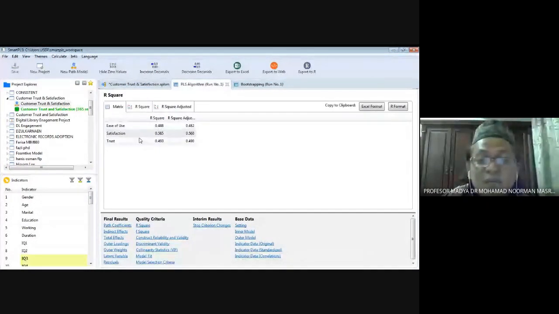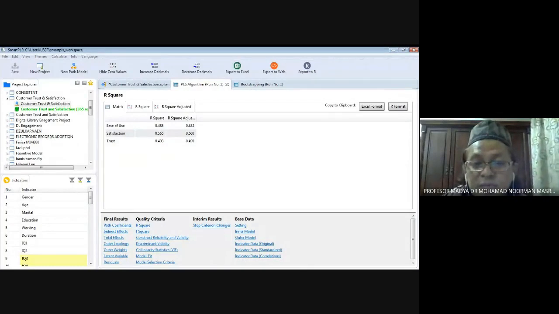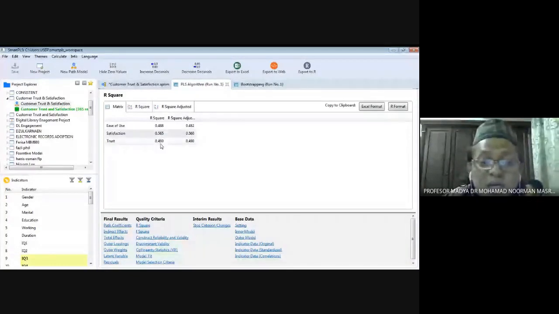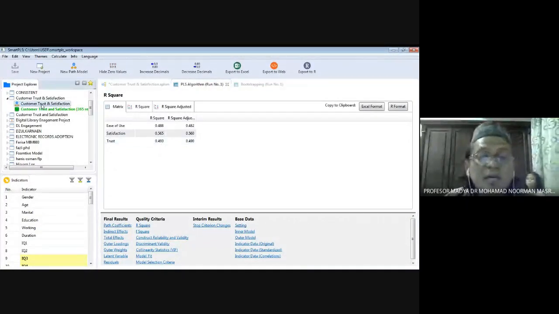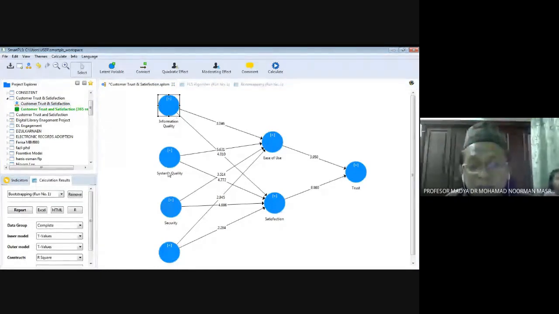Satisfaction, it is also good. Satisfaction is 0.56, above 0.3, also good. Trust is above 0.3, which is 0.4, also good. So that means these independent variables have strong power to predict ease of use, have strong power to predict satisfaction, and these two variables, ease of use and satisfaction, combined have strong power to predict trust.